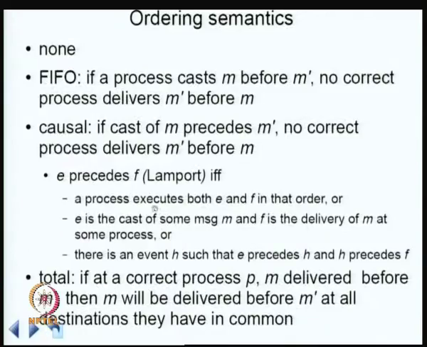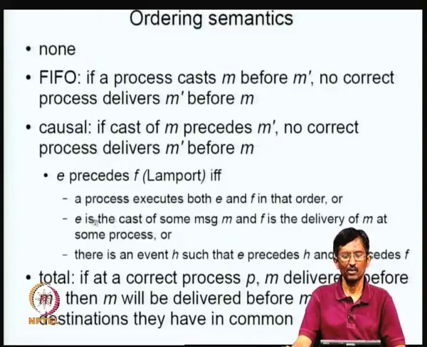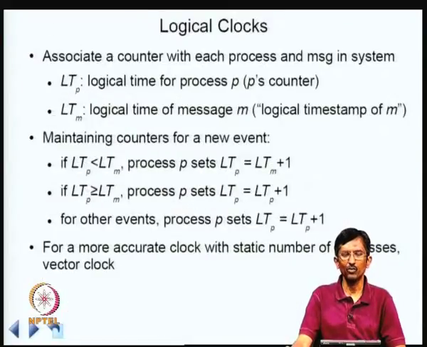Now, when we talk about this precedence relationship, there is a way to order events in the system, and as mentioned, Lamport has defined it, and the formal notation comes from the notion of what is called logical clocks. Basically, what we do is we associate a counter with each process and message in the system. Let us say that at process P there is a logical time LT(P). It is a counter corresponding to that, and LT(M) is the logical time of message M.